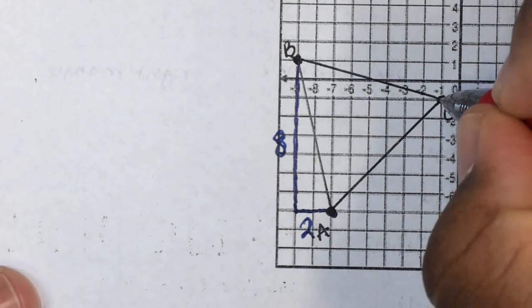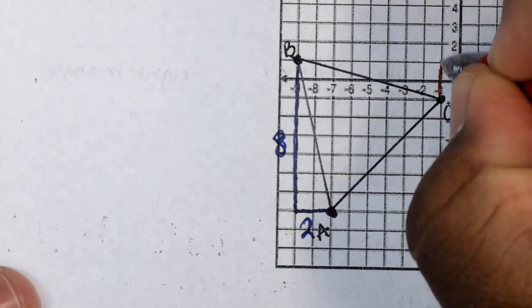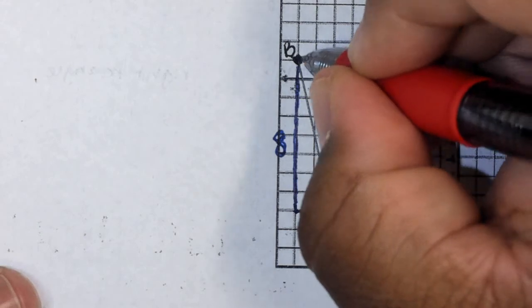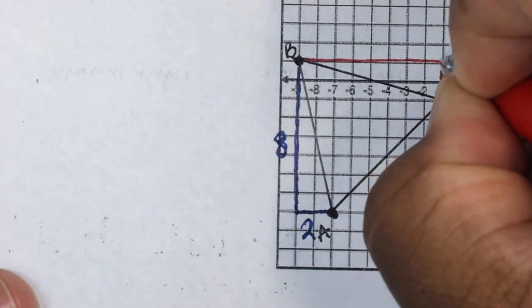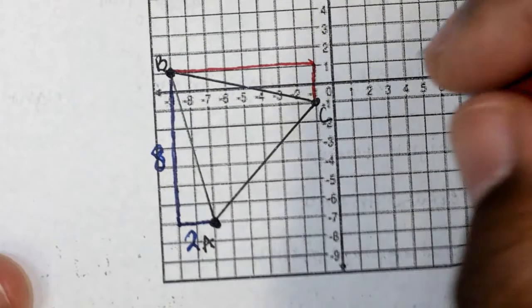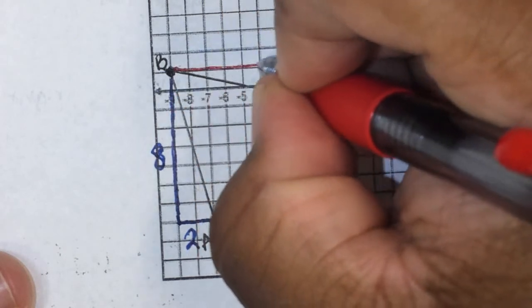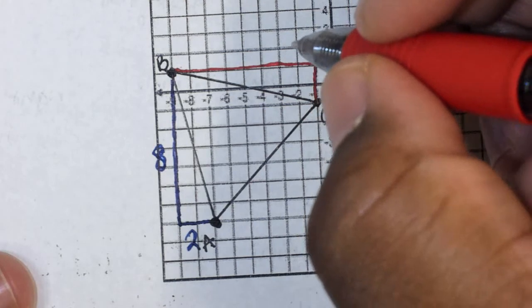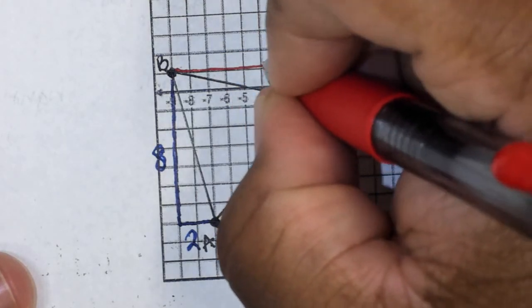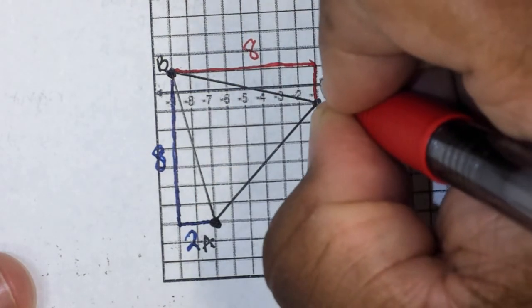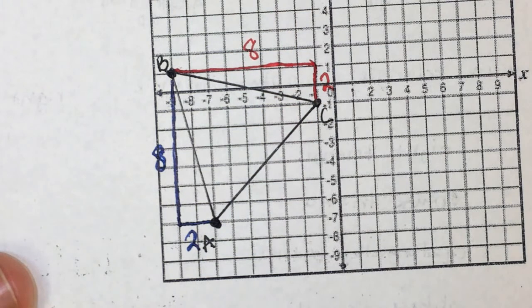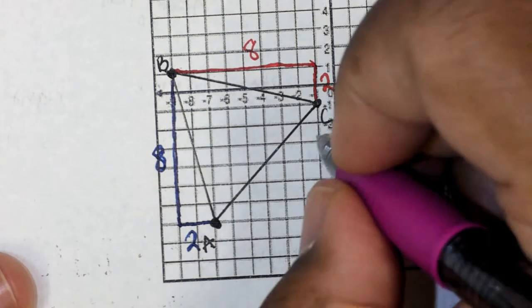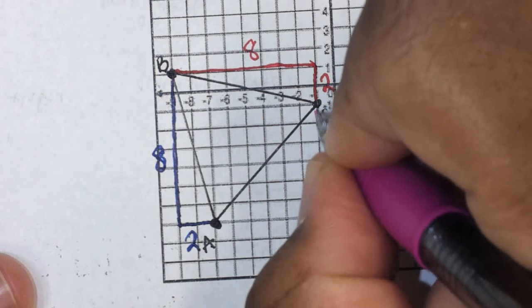Next one is BC. Making a triangle outside of BC, right triangle. Horizontal is what? Somebody counted that already? 8. Vertical is 2. Then my last one, CA.